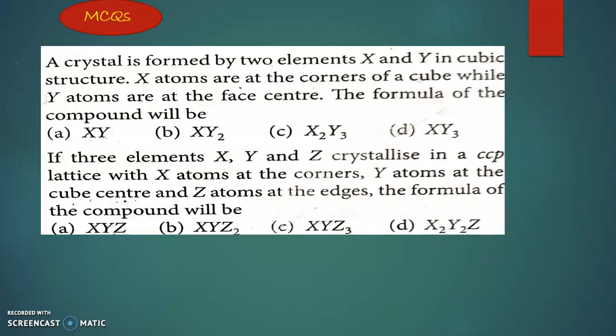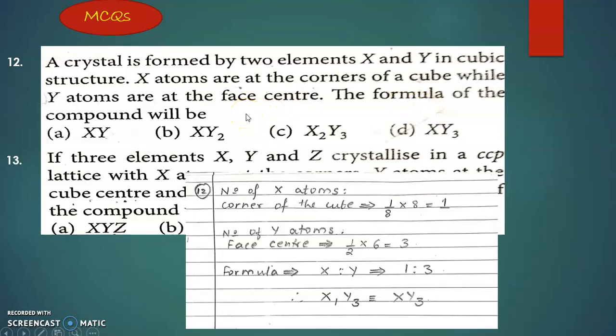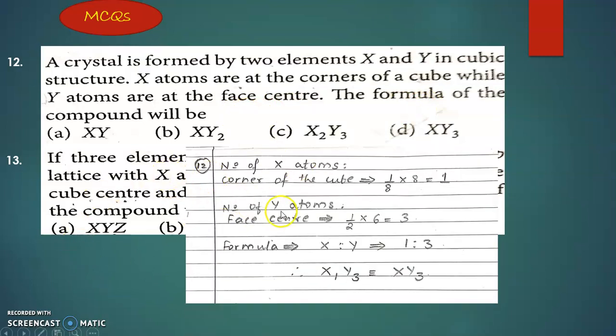Now, there are questions asked based on these topics, and these questions are usually deriving the formula of the compound. First question is: a crystal is formed by 2 elements X and Y in cubic structure. X atoms are at the corners of the cube, while Y atoms are at the face center. The formula of the compound would be dash. So, this is a basic explanation to this problem.